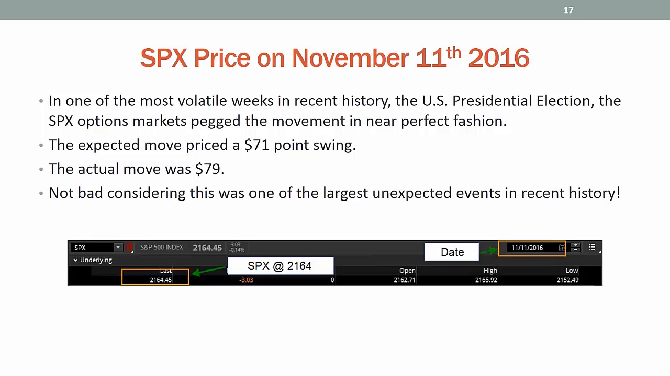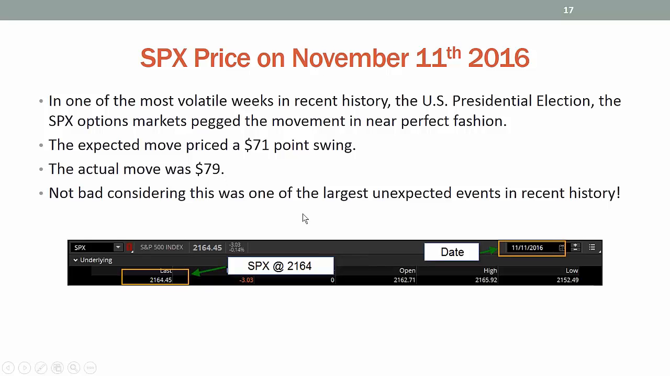So the one thing that people are missing here is that this is a totally unexpected event. Number one, the FBI rally was unexpected on Monday. Number two, the presidential election: we were all told, if he wins, the markets are going to tank. They didn't tank, they rallied. But the expected move didn't care either way. The expected move just said 71 points, higher or lower. We moved 79, pegged it.